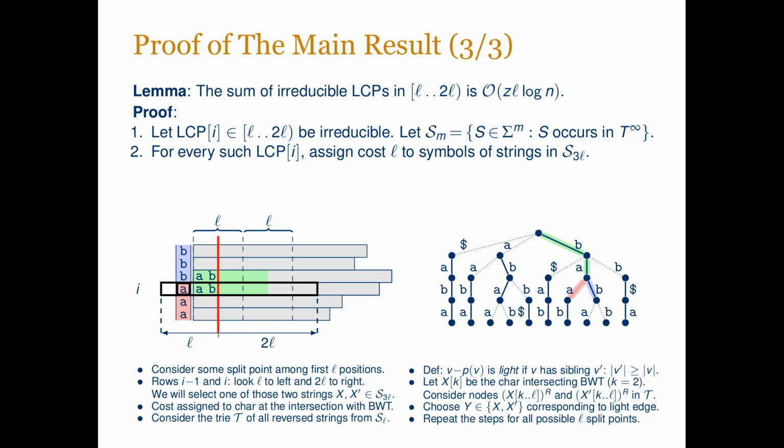Recall that since for each LCP we need to assign a cost L, we repeat this step for all possible split points of the first L symbols. For example, when placing the split after the third character and extending L symbols to the left and 2L symbols to the right, we find that both paths end with a light edge. In this case, we can choose any of them.